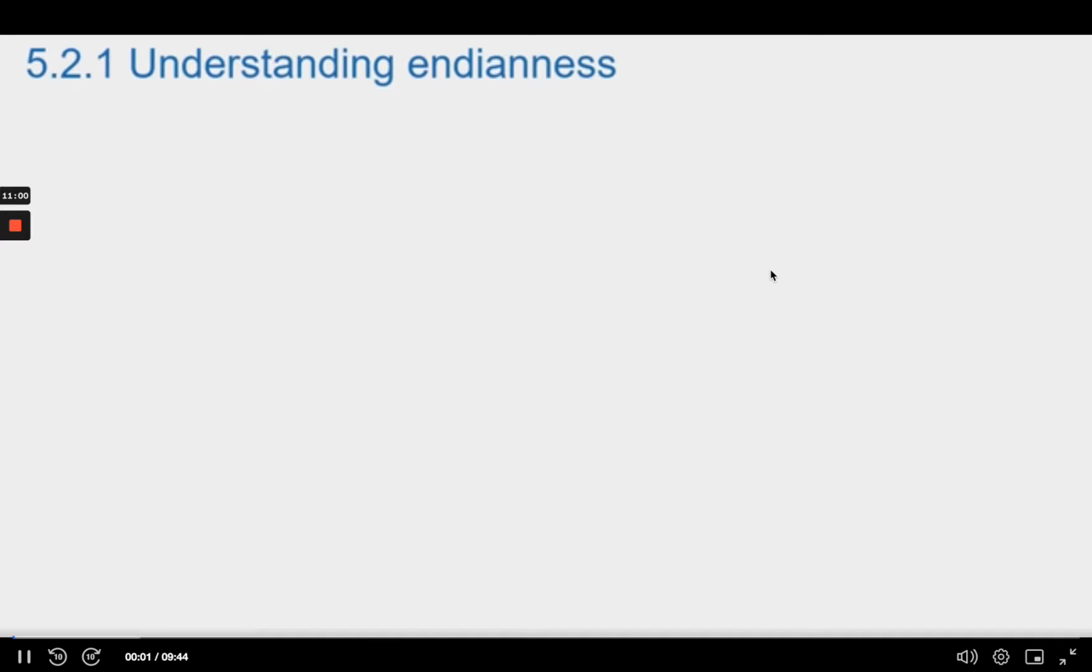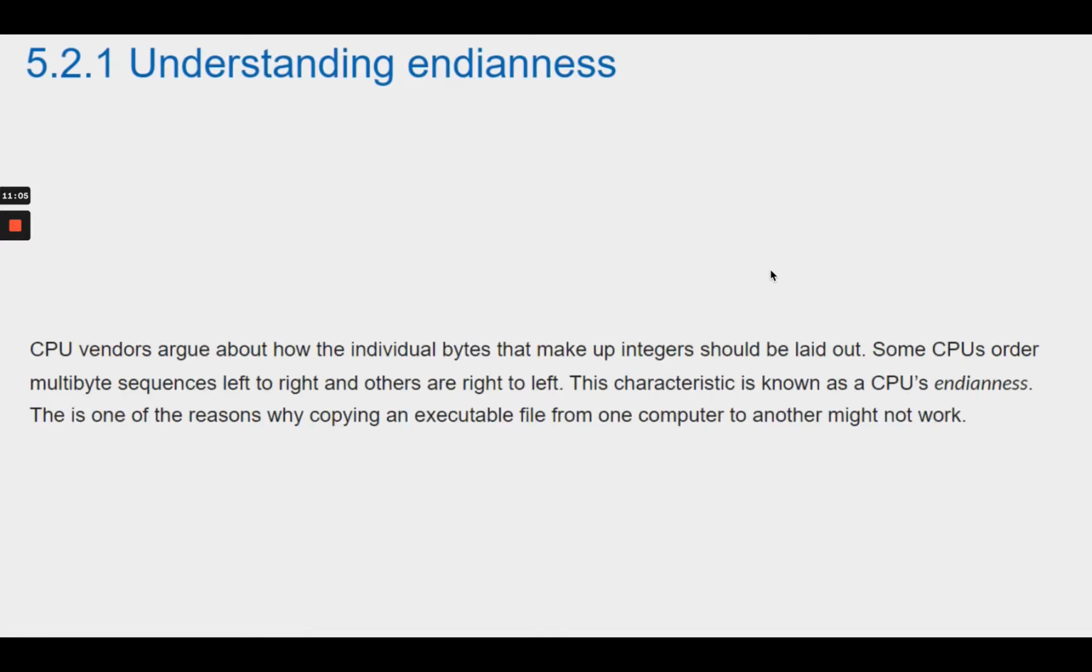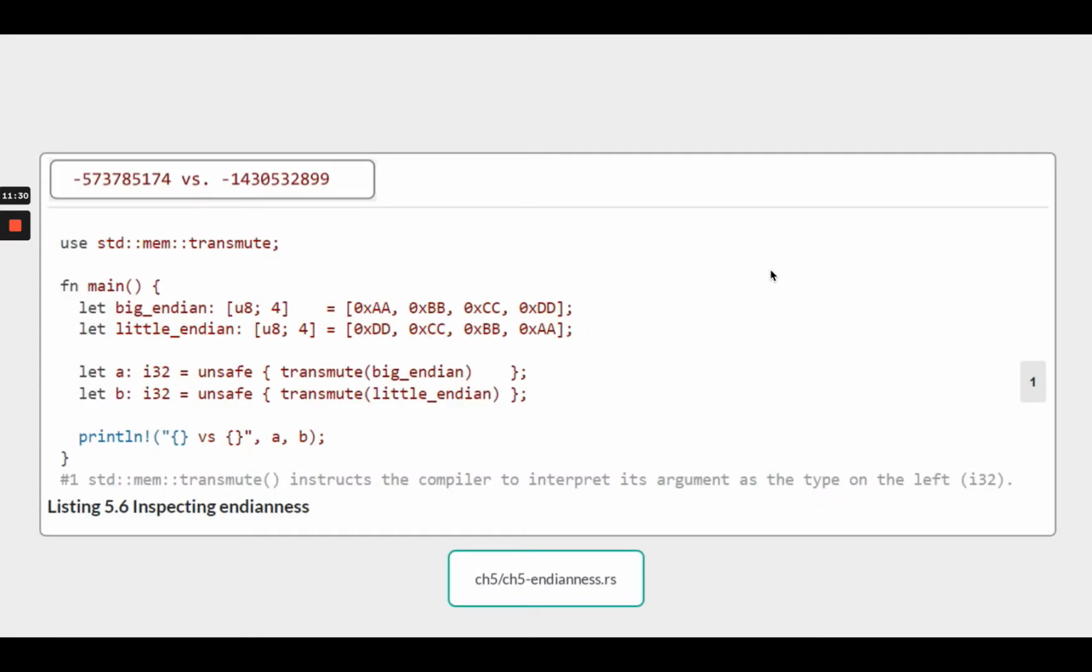Section 5.2.1 Understanding Endianness. CPU vendors argue about how the individual bytes that make up integers should be laid out. Some CPUs order multi-byte sequences left to right, and others are right to left. This characteristic is known as a CPU's endianness. This is one of the reasons why copying an executable file from one computer to another might not work.